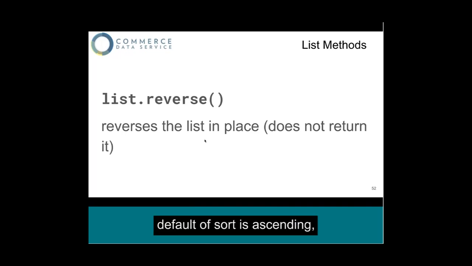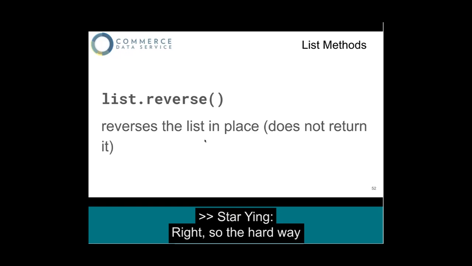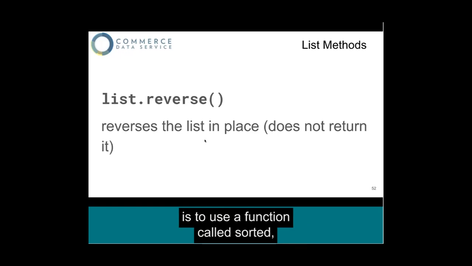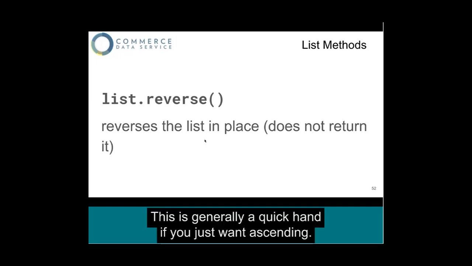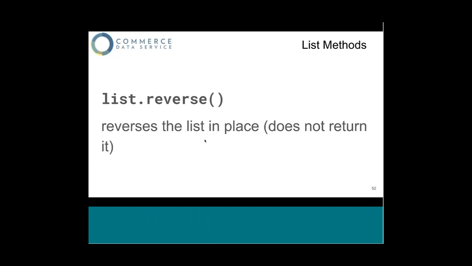The default of sort is ascending. Yes. How could you change that? Right. So the preferred way is to use a function called sorted, and we'll cover that at a later point. This is generally a quick shorthand if you just want ascending.